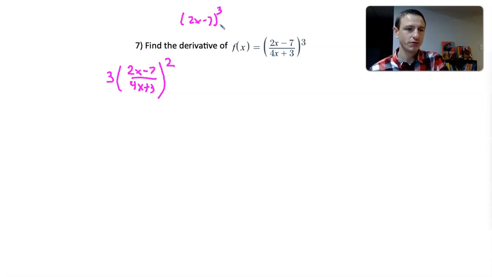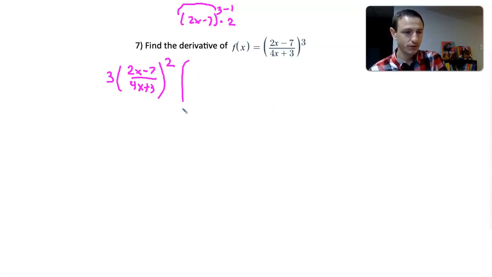But then what happens with chain rule? If we were to just take the derivative of this, it'd be 3 times (2x minus 7) minus 1, to the second, times the derivative of the inside. So now I have to take the derivative of the inside. How do I take the derivative of the inside? I use quotient rule because I have 2x minus 7 over 4x plus 3. Got to use quotient rule now. So yeah, we're using chain rule and quotient rule. This is getting fancy. Let's go ahead and do that.